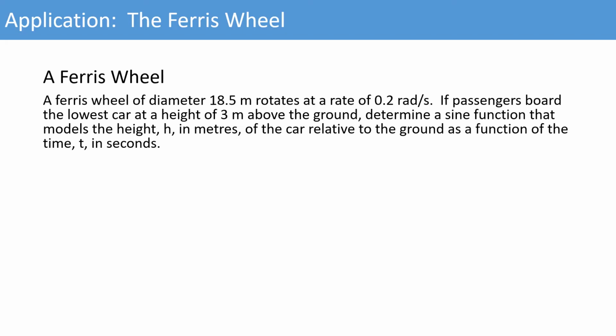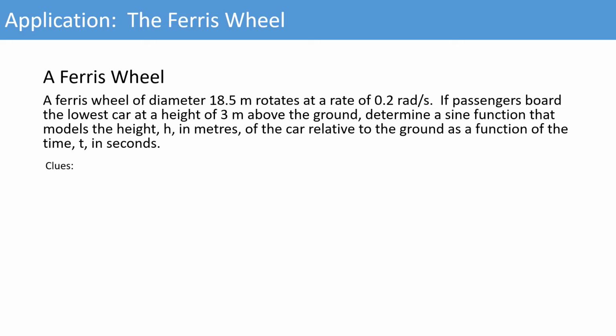Here is the problem we're going to take a look at how to solve. A Ferris wheel of diameter 18.5 meters rotates at a rate of 0.2 radians per second. If passengers board the lowest car at a height of 3 meters above the ground, determine a sine function, or cos function perhaps, that models the height h in meters of the car relative to the ground as a function of time t in seconds.